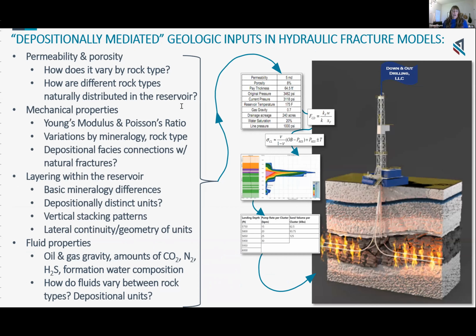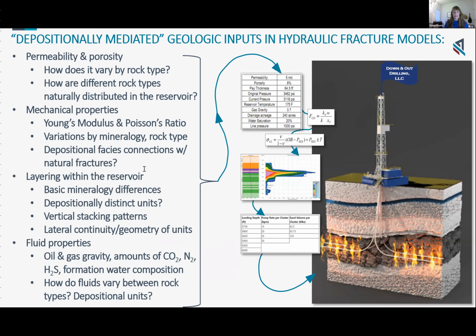Okay, just a quick overview of some of the geologic inputs in models that I'll be discussing today that are, I guess, depositionally mediated. These are going to vary based on your depositional setting. Of course, we're all familiar with permeability and porosity varying by rock type. We'll talk a little bit about that, but also how the rock types are naturally distributed in reservoirs, both vertically and horizontally. And then mechanical properties, of course. We'll talk about variations because of mineralogy and rock type, and potentially connections between those things and fractures.